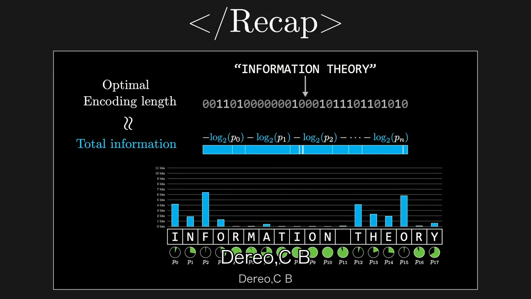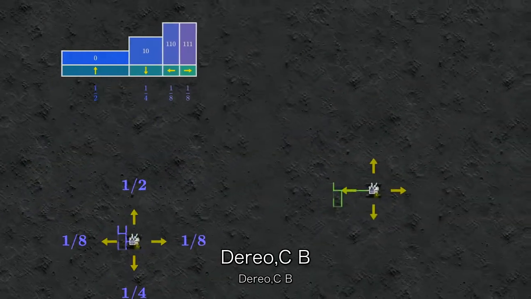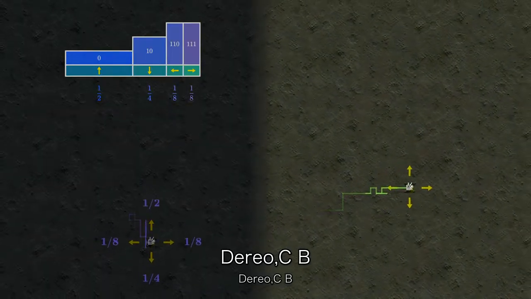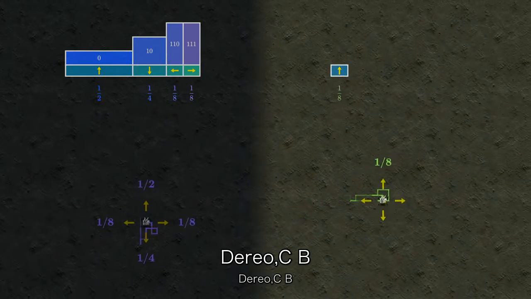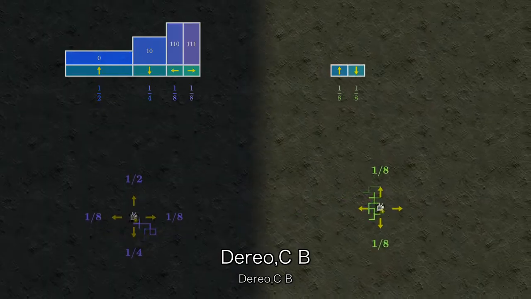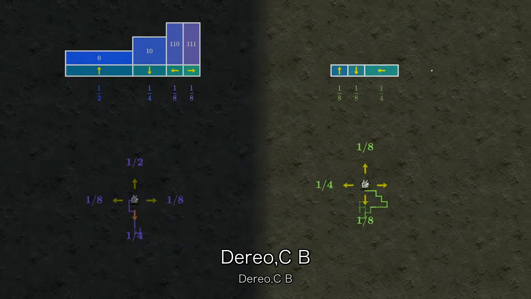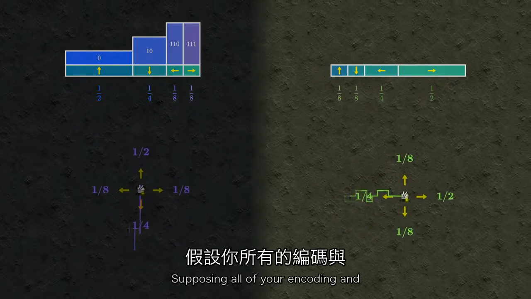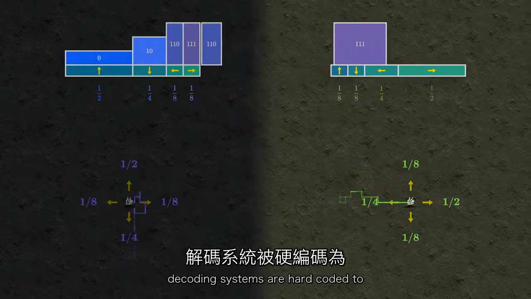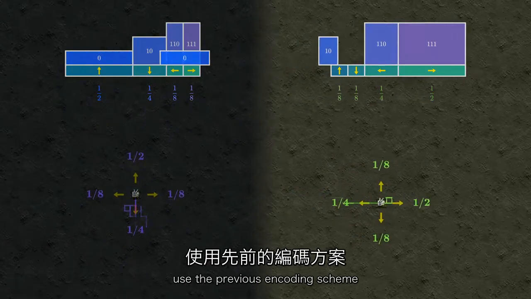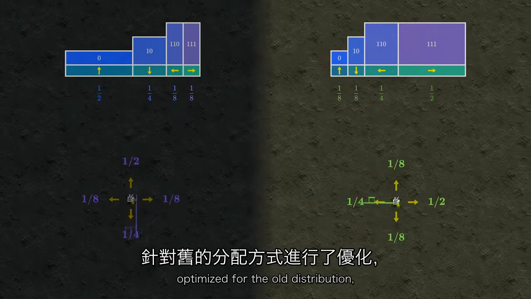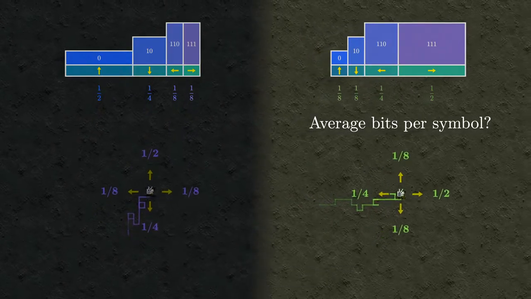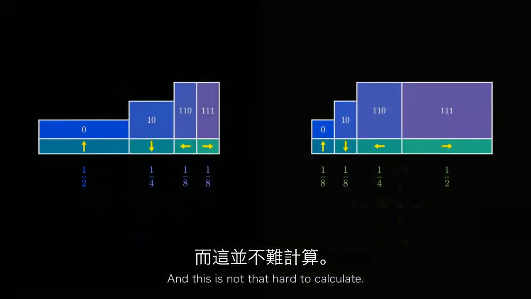Now, for part 2, imagine your space agency has decided to change the plan, effectively rotating things to encourage an overall more rightward journey, where from now on, the symbols up and down each have a 1 in 8 chance, the symbol left has a 1 in 4 chance, and right is sampled fully half of the time. Supposing all of your encoding and decoding systems are hard-coded to use the previous encoding scheme, optimized for the old distribution, this is obviously now inefficient, but how inefficient exactly? And this is not that hard to calculate.